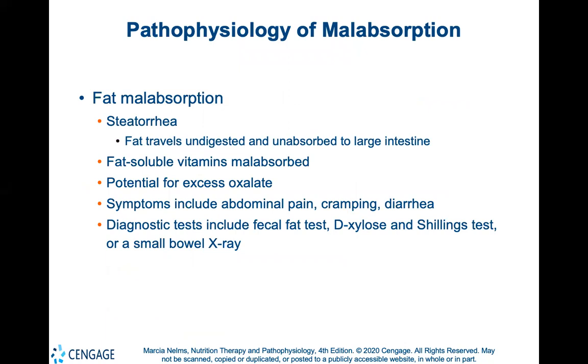Digestion and absorption of fat requires adequate pancreatic lipase, adequate emulsifier bile from the liver and gallbladder, and adequate secretion through the common bile duct and pancreatic duct. When any of these processes is disrupted, fat remains in the stool and travels undigested and unabsorbed to the large intestine. Fat-soluble vitamins are malabsorbed as well.